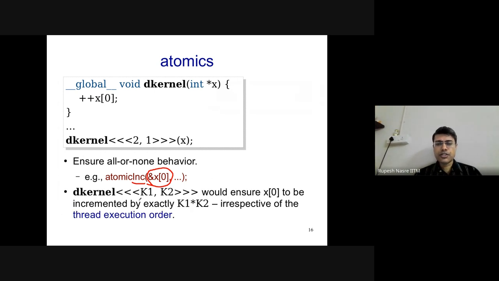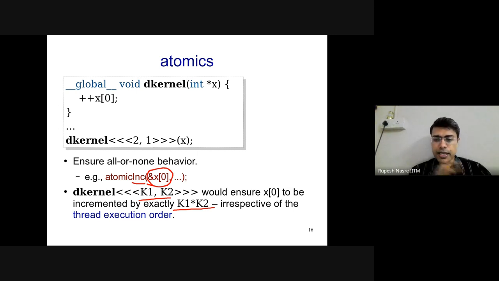In general, when you launch it with k1 comma k2, it will ensure that if the original value is 0, the final value is incremented by k1 into k2. Irrespective of in which order you execute threads, irrespective of how you have decomposed the threads into different thread blocks, whether it is k1 comma k2 or k1 by 2 into 2 k2, etc., assuming that there is no truncation happening. So as long as there are k1 into k2 threads organized in any way, the value will always be k1 into k2. That is the deterministic guarantee that an atomic instruction can give.